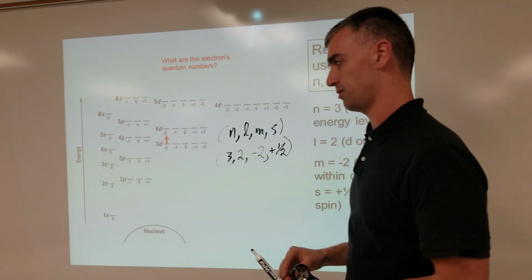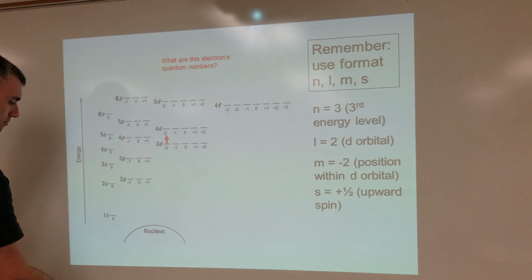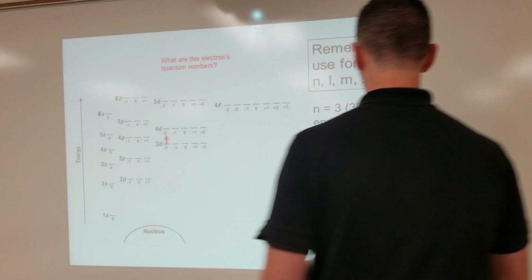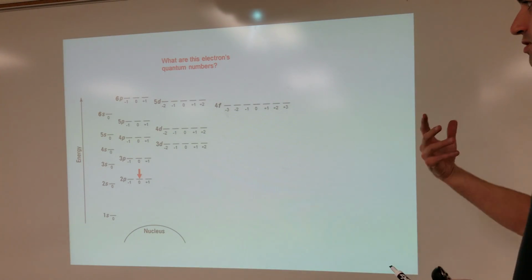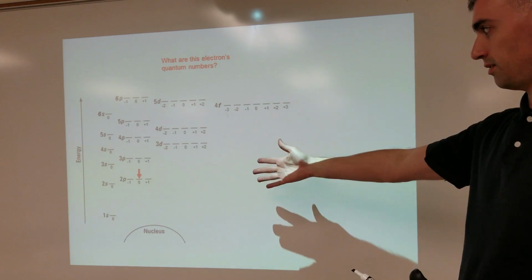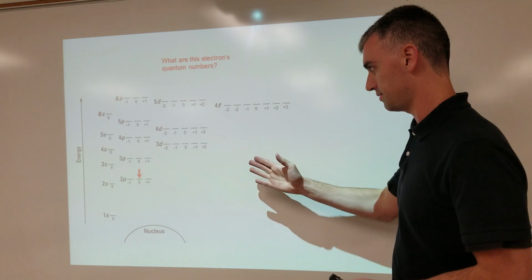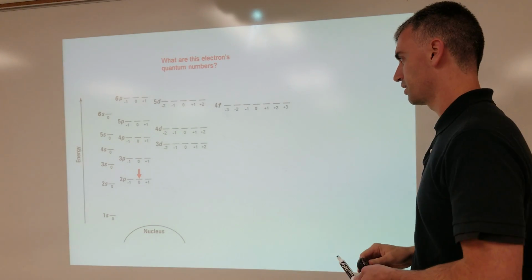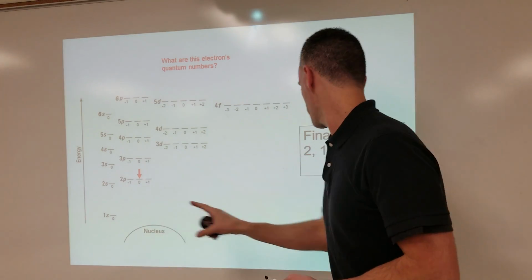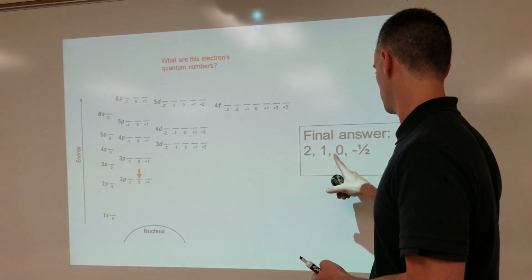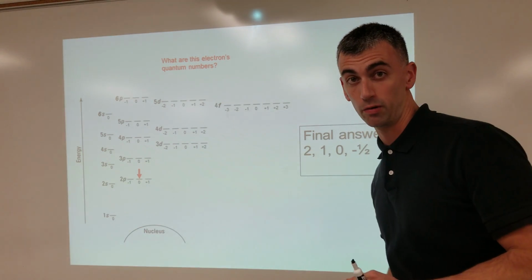Let's look at another example. We can do this likewise here. Same thing. Viewer, take a moment, pause the video, solve this, and then check to see the answer. I'll assume you have now paused the video. And the final answer: energy level 2. P orbital is 1. Position 0. Spin minus 1/2, as indicated by the downward pointing arrow.